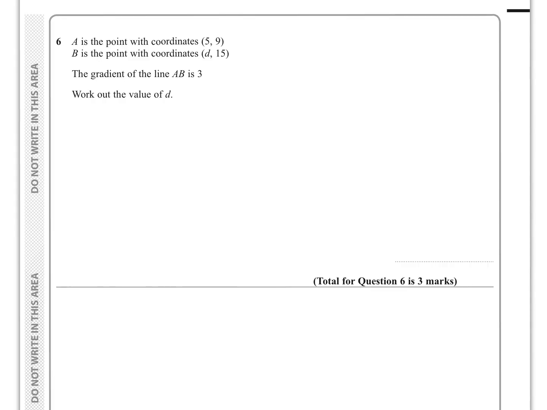Question 6. A is the point with coordinates 5, 9, and B is d, 15. And it says the gradient of the line AB is 3. So we can say that's 3, but how do we find the gradient? Well, it's the change in y over the change in x.